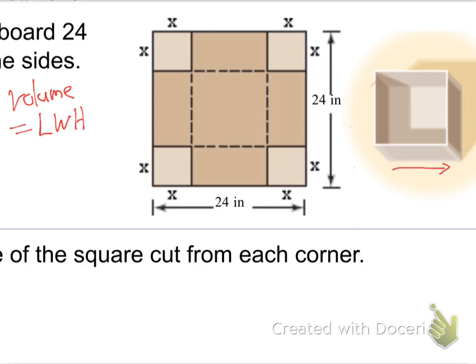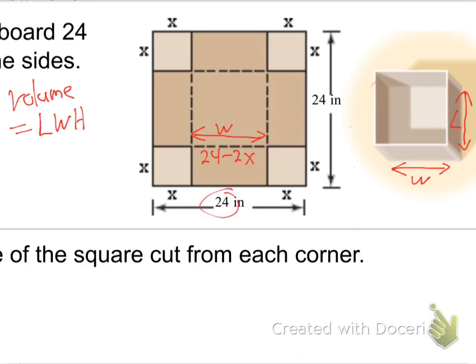Basically, this dimension, let's call it width. And this dimension here, we'll call that length. What's the width of the box? Looking back over here, it's this right here, isn't it? Because you rip out this and fold it up. So that's width. So what is that width? It's like 12. 24 minus 2x. Do you see that?